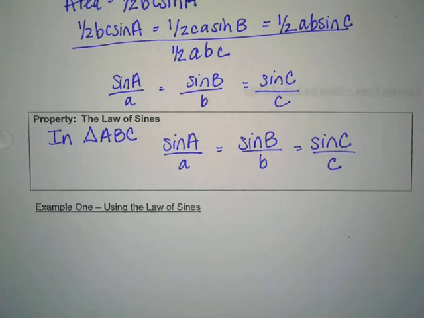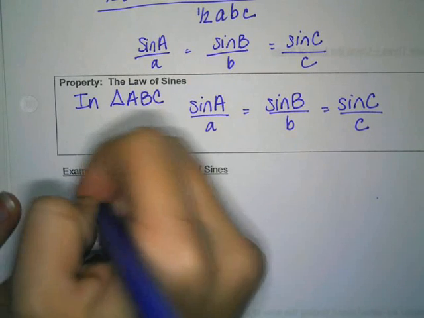Again, as I was saying before, when you use the law of sines, you never use three fractions. You just pick the two fractions that have the information that you're given, and then go from there. So we set them equal to each other? Yeah. For example, example 1, you're going to be given a triangle, ABC.